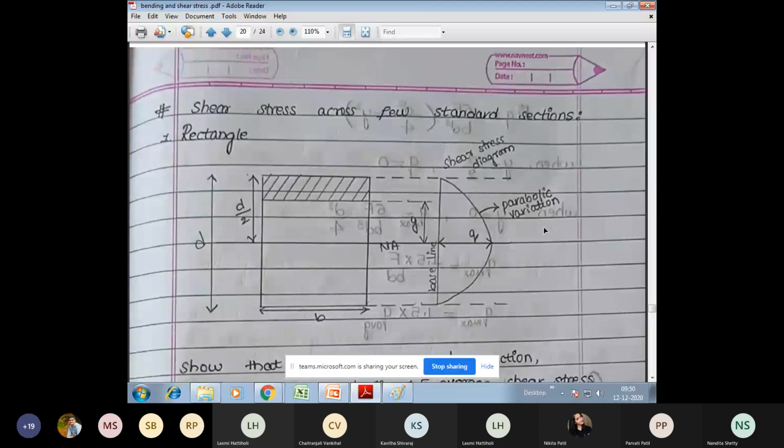If you remember, in case of bending stress, after solving the problem, you have drawn the bending stress variation diagram. I have drawn the bending stress variation diagram for all the sections: I section, T section, rectangular section. In a similar way, now you should do it for shear stress. Even for shear stress, there is a shear stress variation diagram, so that you are supposed to draw.